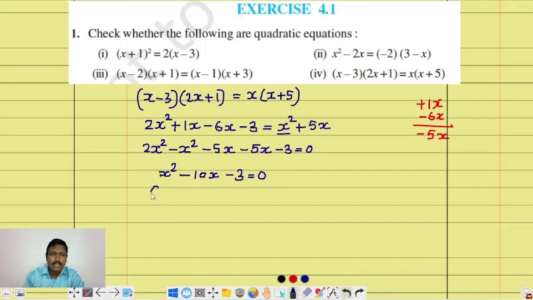Now this is in the form of ax squared plus bx plus c is equal to 0. So you can say yes, it forms a quadratic equation.